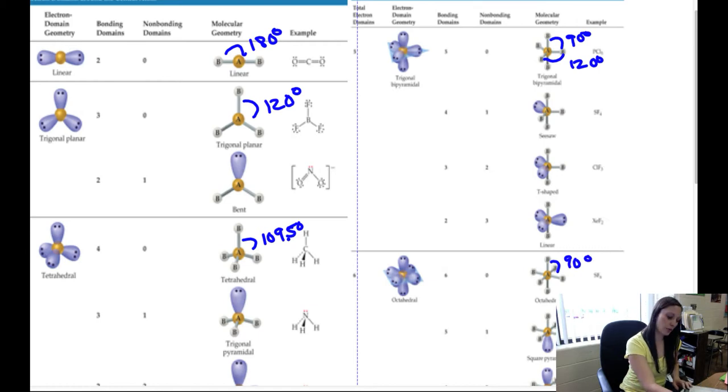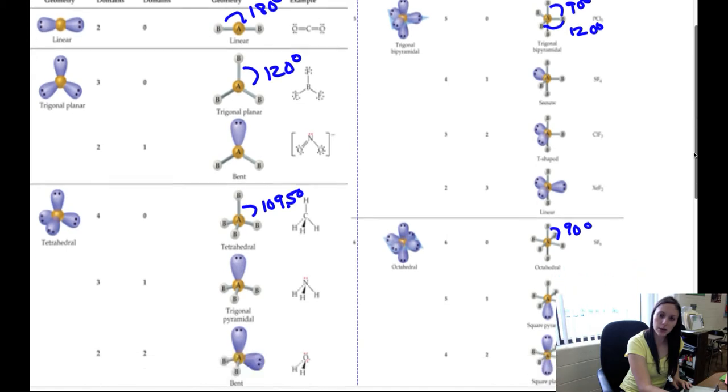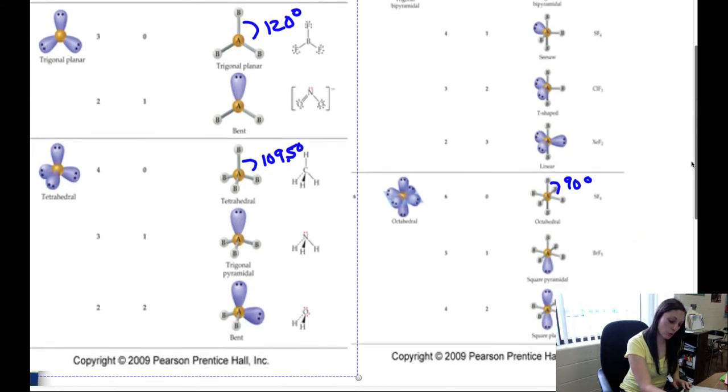Now you do have to be careful with the ones that are tetrahedral because those bond angles are a little more known with the ones that have lone pairs. So this bond angle between atoms here with one lone pair is 107.3 degrees, and this bond angle here with 2 lone pairs is 104.5.